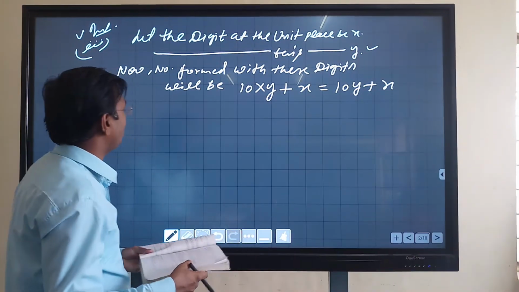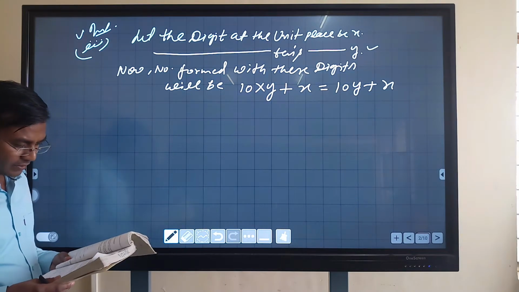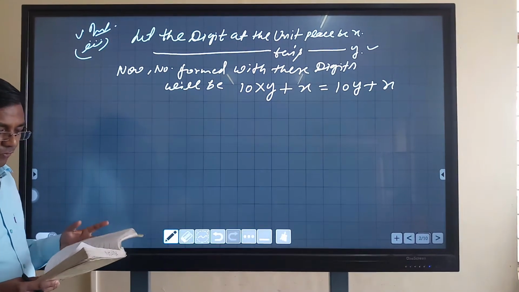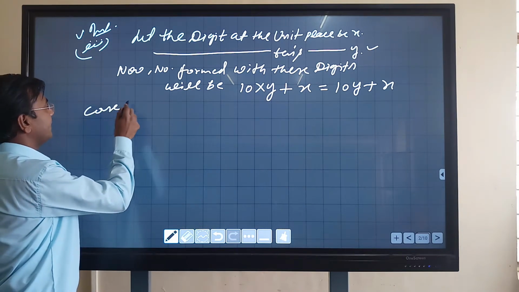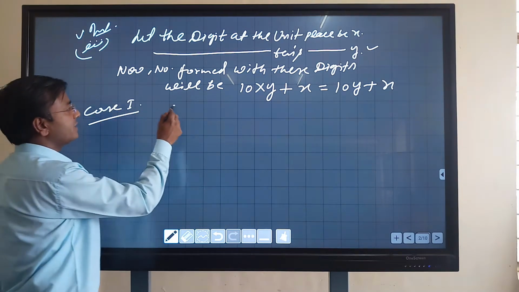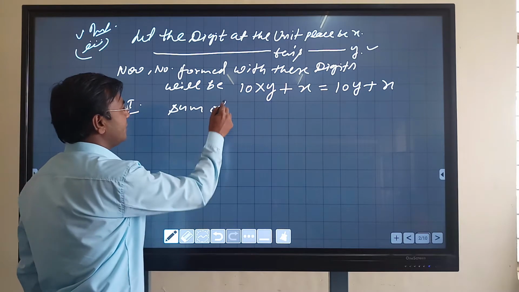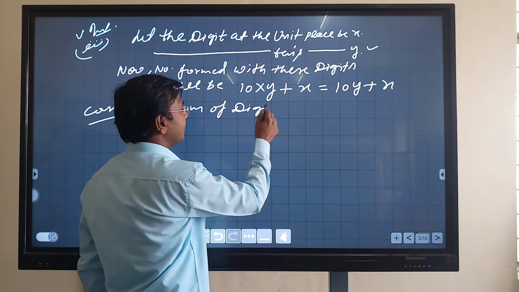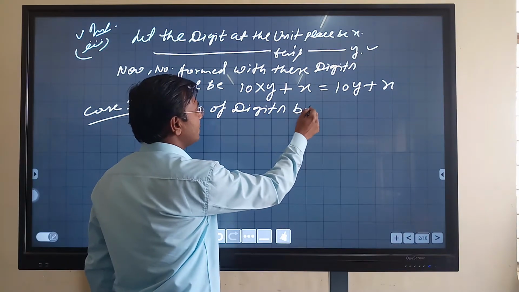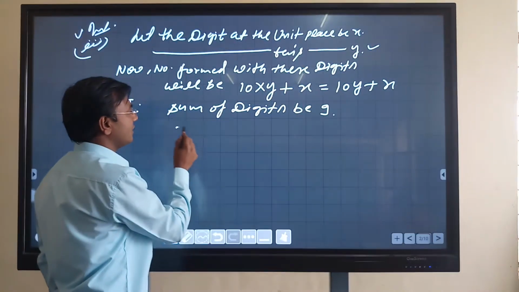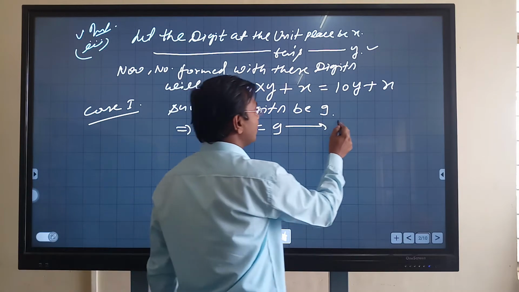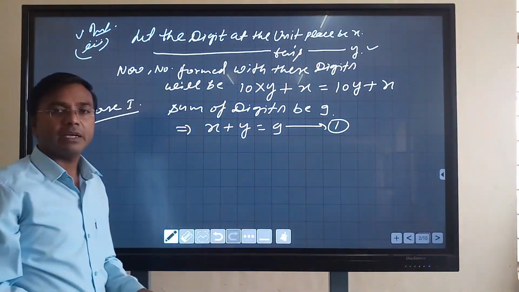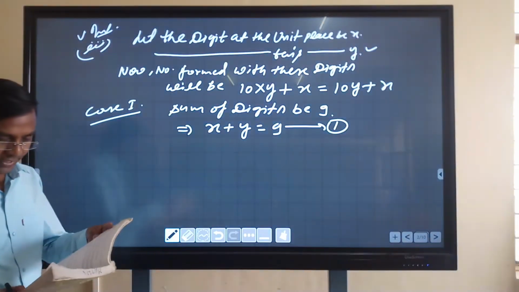So now look at the condition. The sum of the digits of a two-digit number is 9. So this is the case. First, sum of digits is 9. So what does it mean? Sum of digits, try to form the equation. Sum of digits be 9. It means x plus y equals 9, because the digits are x and y, okay.